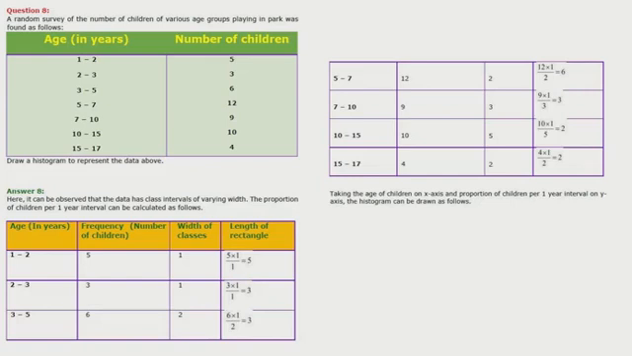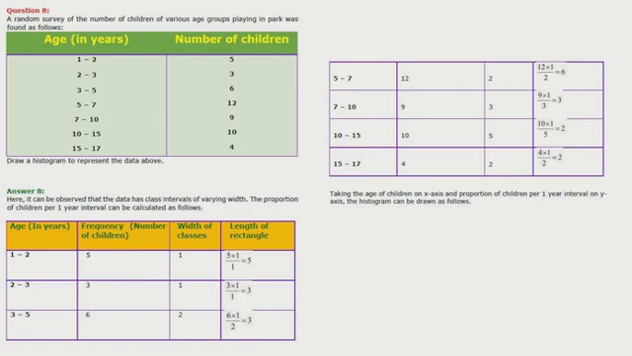Here it can be observed that the data has class intervals of varying width. See here: 1 to 2, width 1; 2 to 3, width 1; 3 to 5, width 2. It is different. Then 5 to 7, 7 to 10, 10 to 15, they vary. So the proportion of children per 1 year interval can be calculated. We should calculate like this.